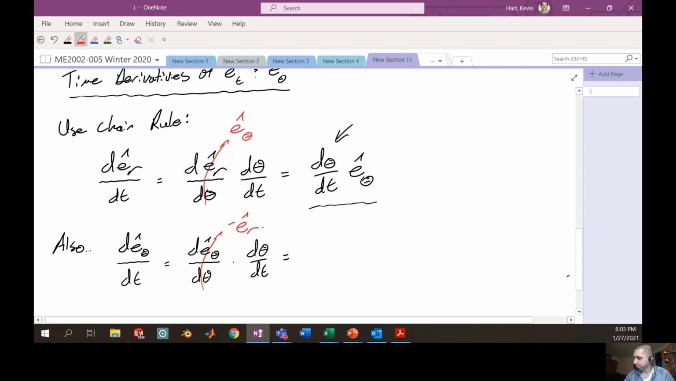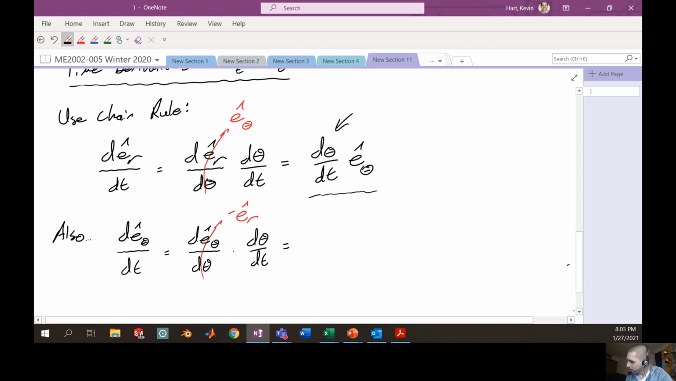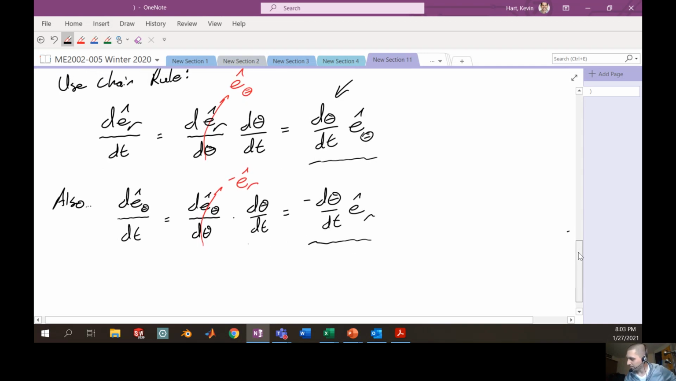And so altogether, we can rewrite this as, bringing this guy out to the front, d theta dt E hat R, all this with a negative sign in front. Okay. Again, sort of a powerful tool that describes the time derivative of a rotating unit vector that happens to be on our particle, sort of moving in space with these polar coordinates. All right.